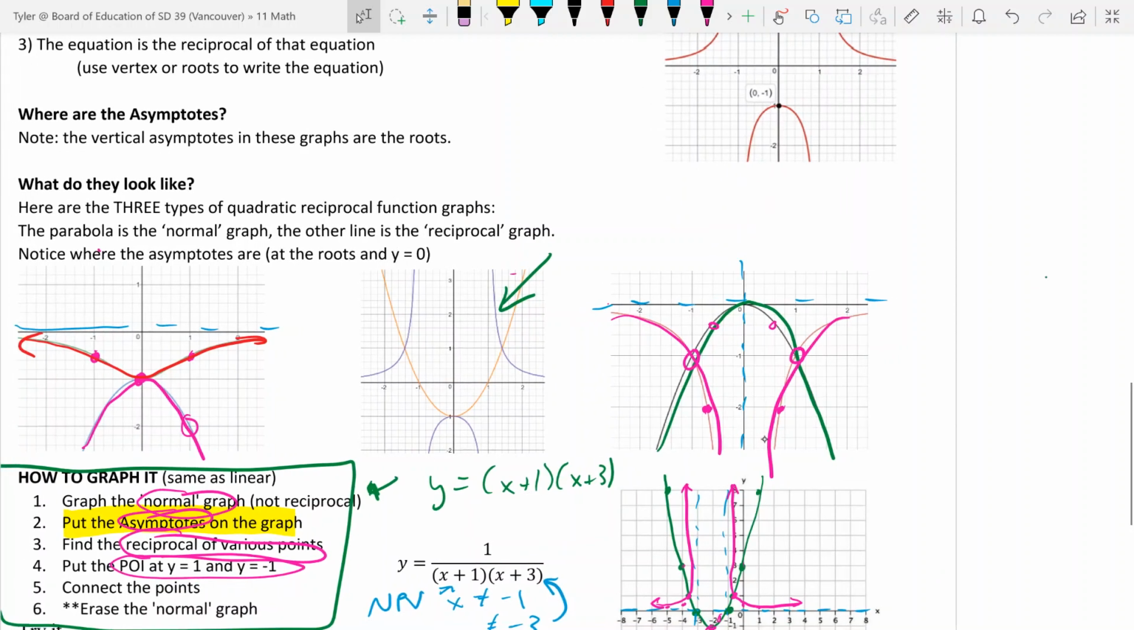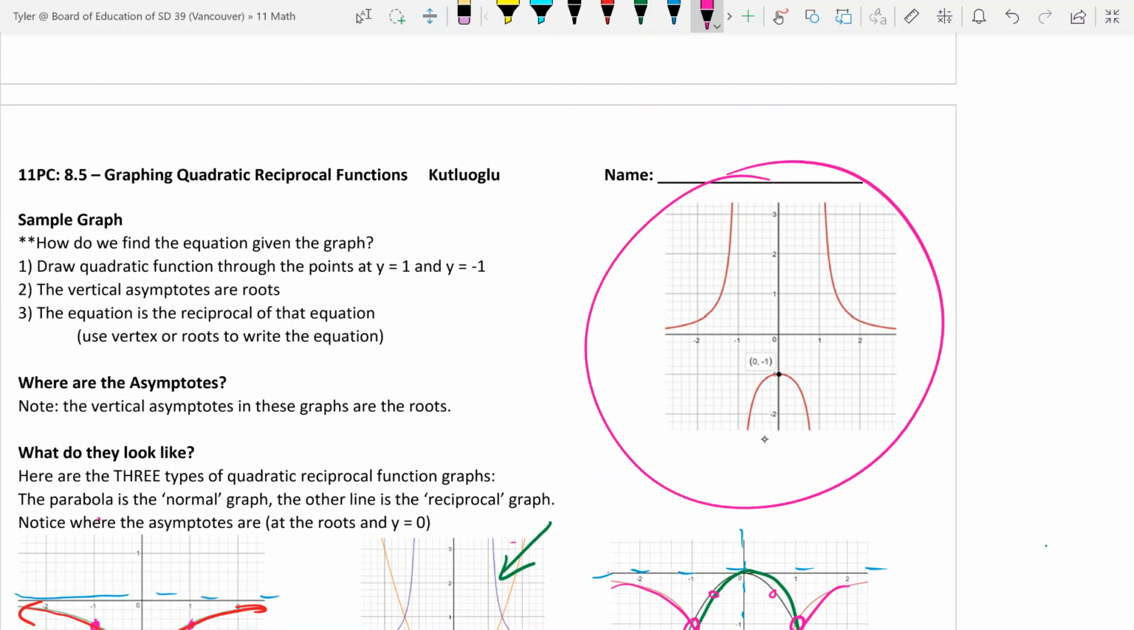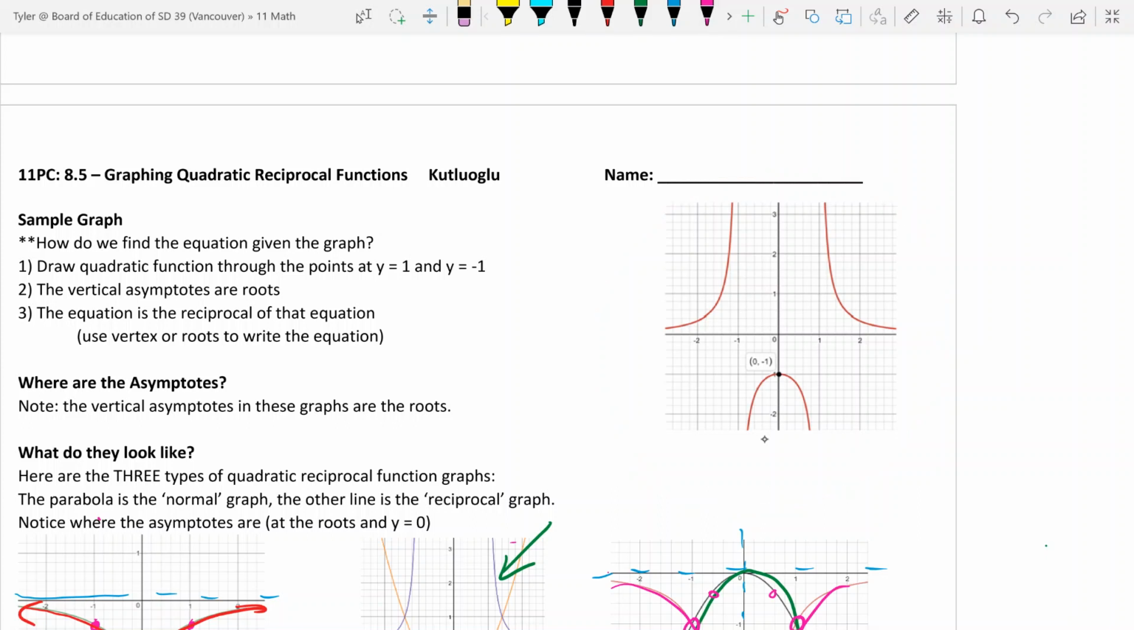The only other skill you need to know is how to take a graph and turn it into the original parabola it was. So like take a reciprocal graph and make it into a non-reciprocal graph. This part's a little tougher, and if you have to do it, it will have a lot of points labeled. So for example, this one only has this point labeled, but it should have more. It works the same way. We do it backwards.